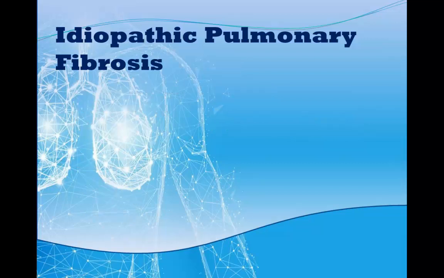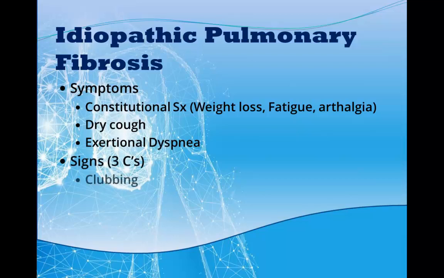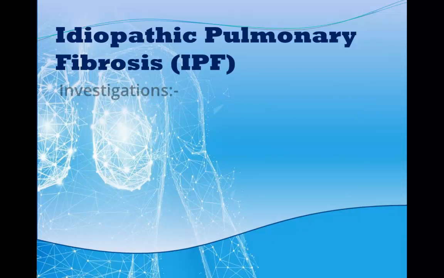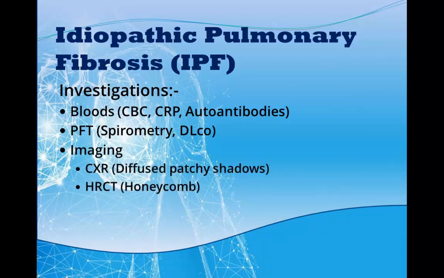They can present with constitutional symptoms like weight loss, fatigue, arthralgia, as well as dry cough and exertional dyspnea. Signs include the 3 C's: clubbing, cyanosis, and crepitation. For investigations, we'll do blood tests like CBC, CRP, and autoantibodies. Pulmonary function test will show a restrictive picture on spirometry, meaning a low FEV1 FVC ratio and a low diffusion lung capacity. Imaging is the mainstay test with both chest X-ray and high-resolution CT.